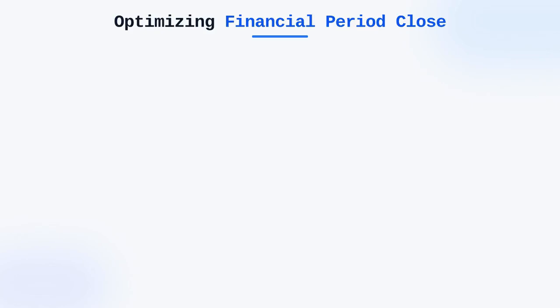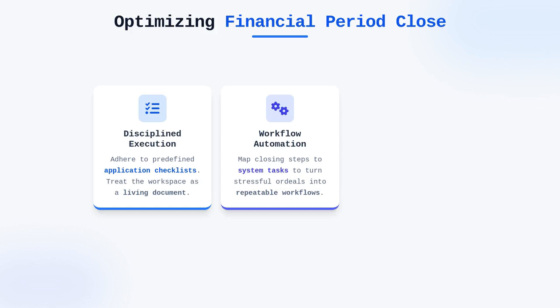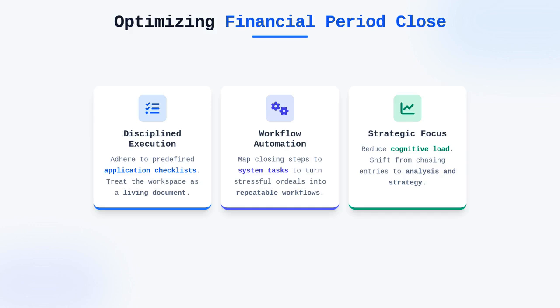Executing this sequence successfully requires a disciplined adherence to the predefined checklist within the application. I suggest that you view the financial period close workspace as a living document that captures procedural nuances unique to your business environment. By mapping your month-end closing steps to specific tasks in the system, you turn an opaque and stressful ordeal into a repeatable, automated administrative workflow.